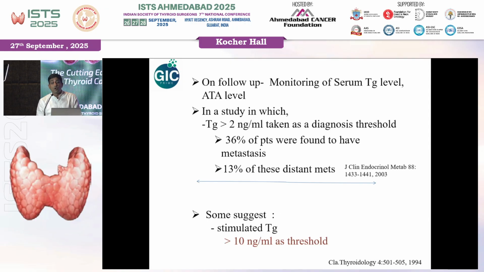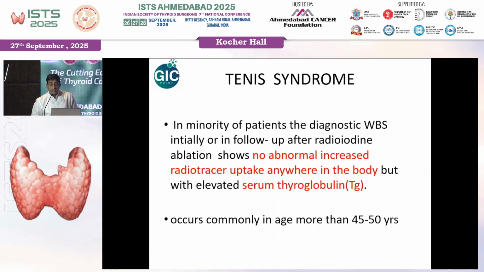On follow-up, monitoring of the serum thyroglobulin level is important. For unstimulated thyroglobulin, the level is more than 2 nanogram per ml. For stimulated thyroglobulin, the threshold value is 10 nanogram per ml. So what is TENIS syndrome? In a minority of patients with a diagnostic whole body scan, initially or in follow-up after radioiodine ablation, there is no abnormal increased radiotracer uptake anywhere in the body, but serum thyroglobulin is elevated.